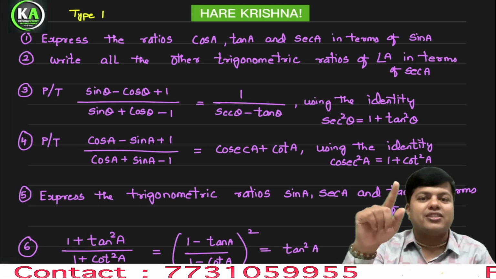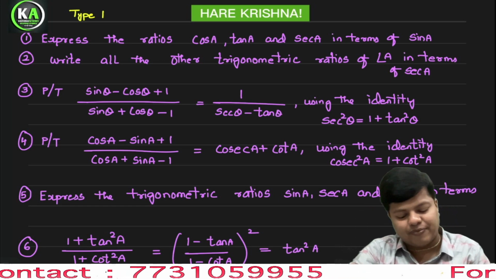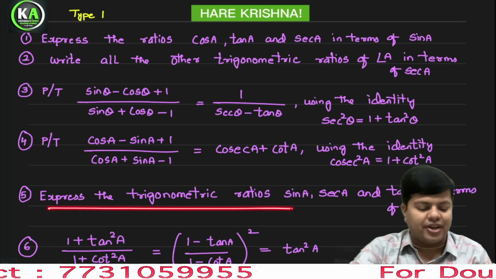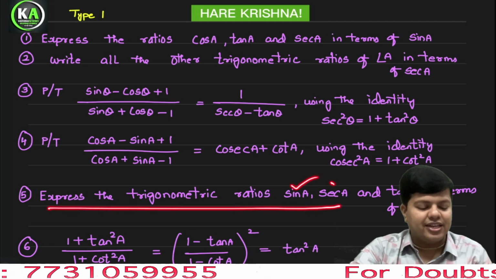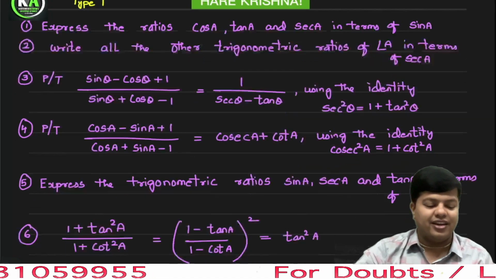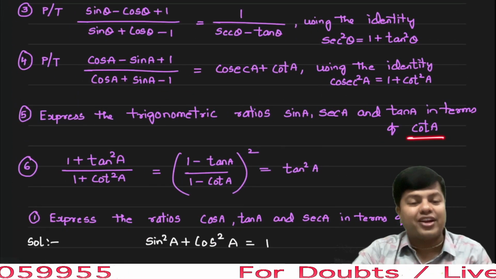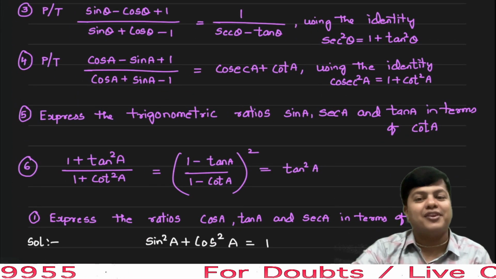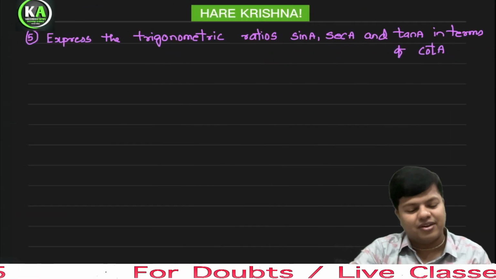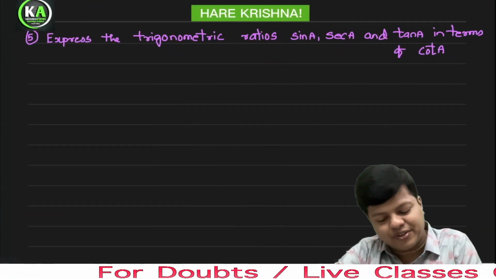Now, similarly, one more sum is there, the fifth sum. This one we will do. Express the trigonometric ratios sin A, secant A, tan A in terms of cot A. In terms of cot A. So we will use the cot A identity. We shall see this fifth question first. Yes, one minute. Let us start the fifth question.